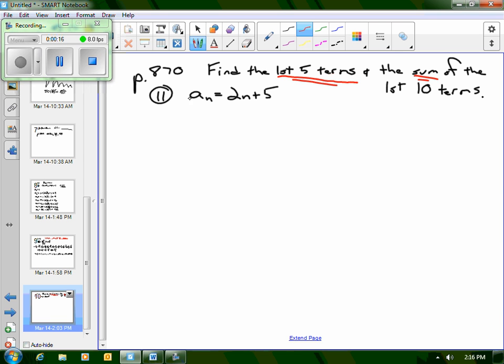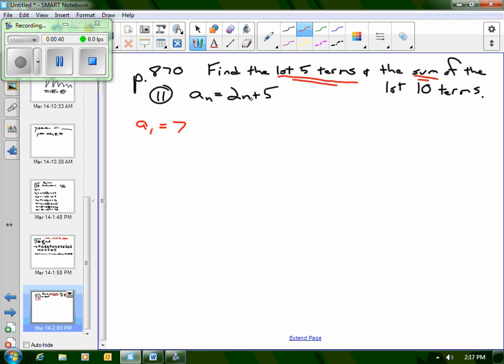This problem is pretty easy to crank out your first 5 terms. You could go through and just plug in 1, 2, 3, all the way up through 5 and shoot out each of your individual terms. But if you look at this, you're going to start at 2 plus 5, which is 7, and then this is kind of like your slope that we talked about back in algebra. It's going to go up by 2 every single time.